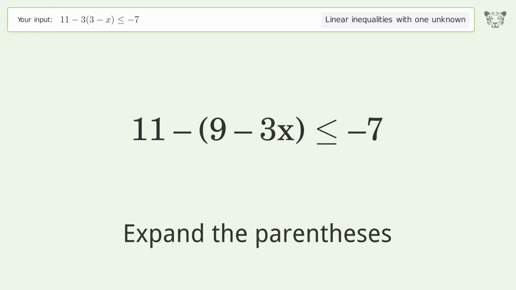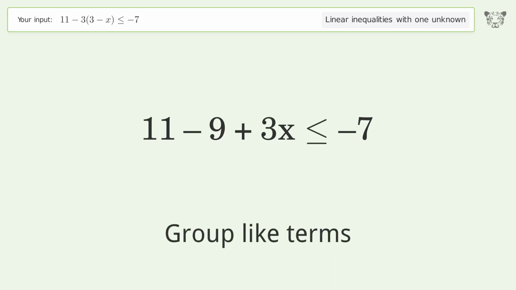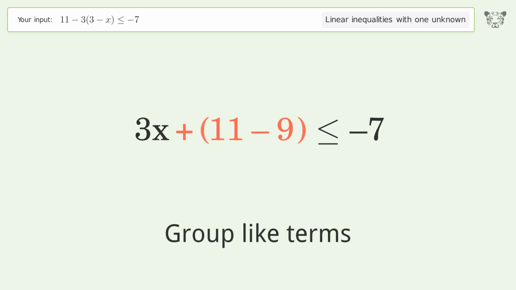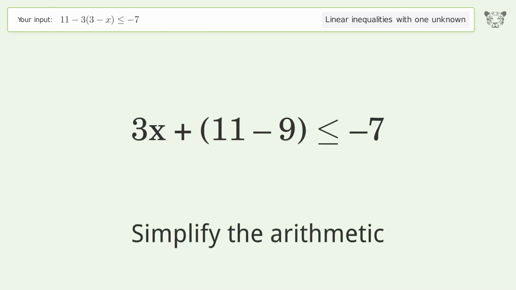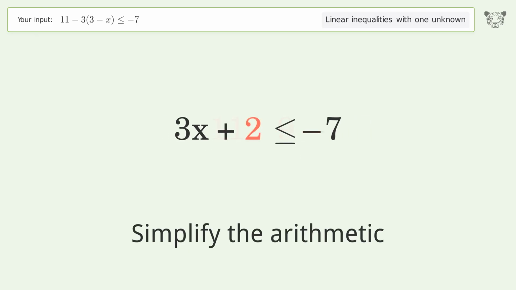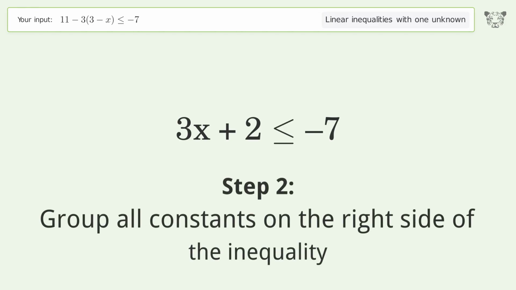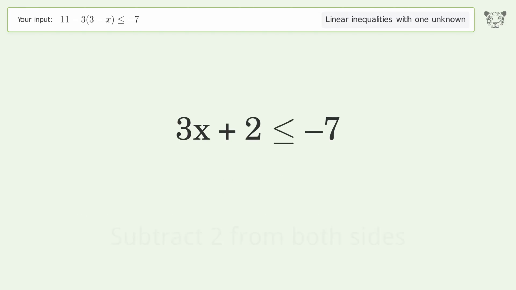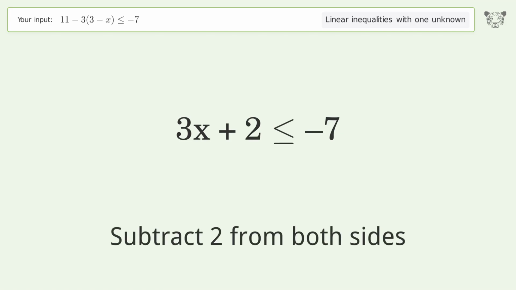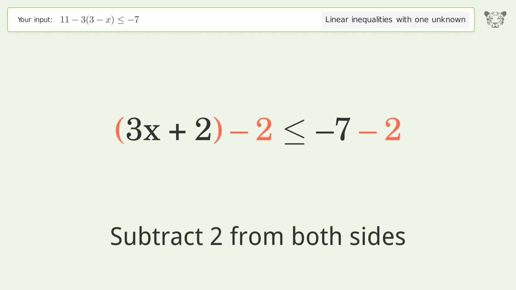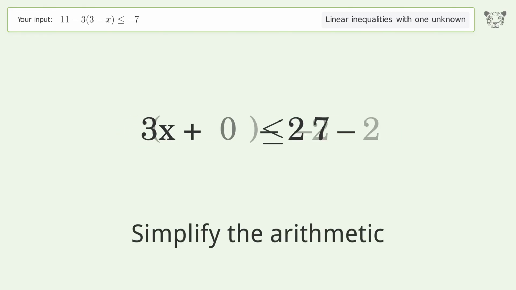Expand the parentheses. Group like terms. Simplify the arithmetic. Group all constants on the right side of the inequality. Subtract 2 from both sides. Simplify the arithmetic.